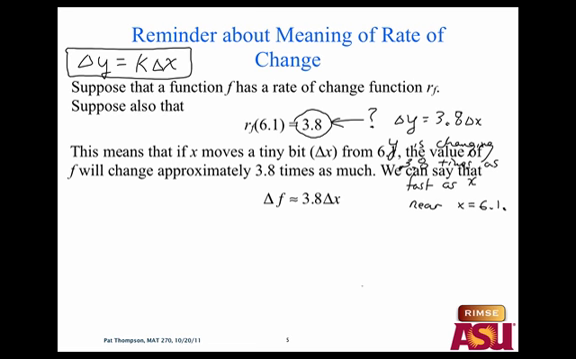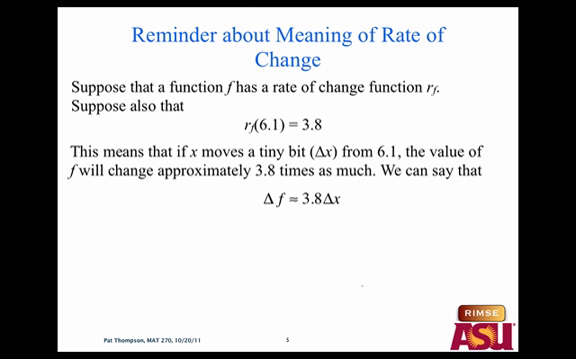So here's a summary. This means that if x moves a tiny bit from 6.1, the value of f will change approximately 3.8 times as much. In other words, the change in f is about 3.8 times the change in x. That's what we just spelled out a moment ago.